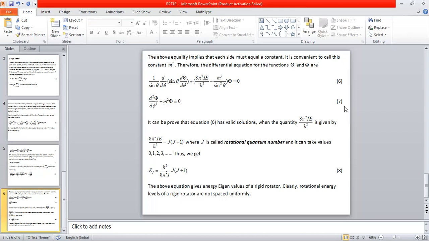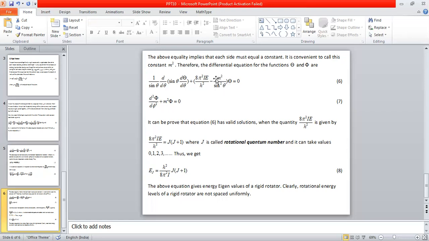Now, equation 7 can be solved easily by the same method that we used in the case of hydrogen atom. We're not going to do all those mathematical details here. We shall try to avoid the wave function form of the rigid rotator here. We are only interested in the energy eigenvalues of the rigid rotator. So we can summarize our discussion. Equation 6 can be solved very easily.